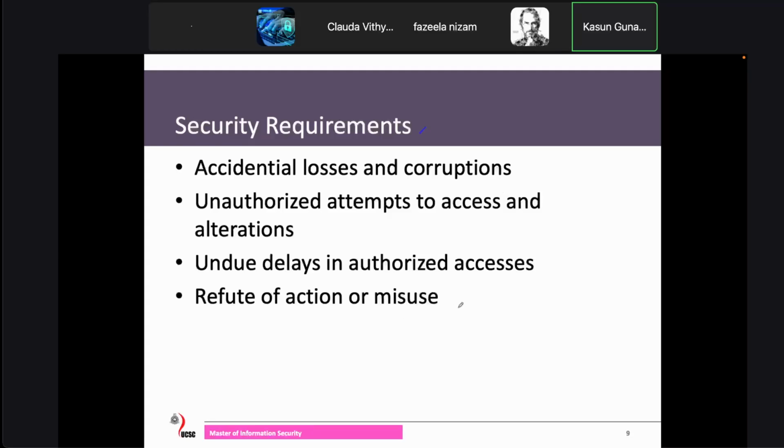And refutation of action or misuse. Sometimes parties might refuse or refute that they have committed something. So in that case, we need to maintain proper access records to ensure that their access histories are maintained.